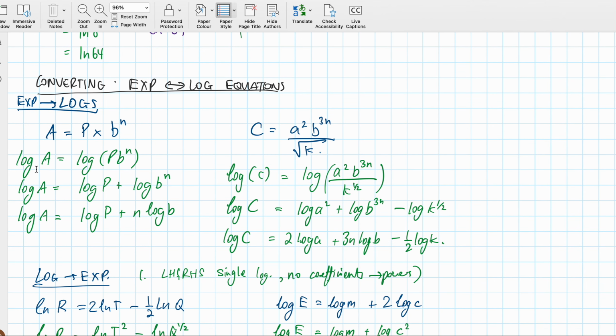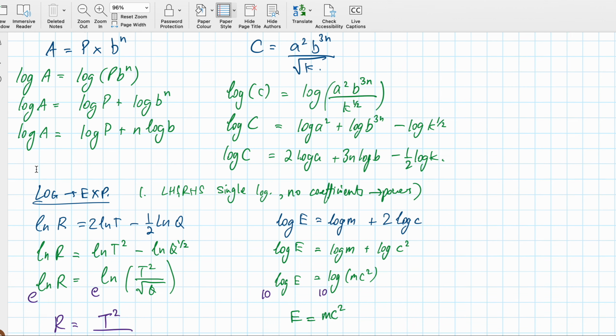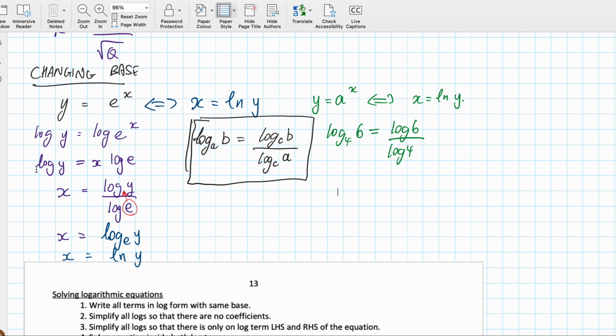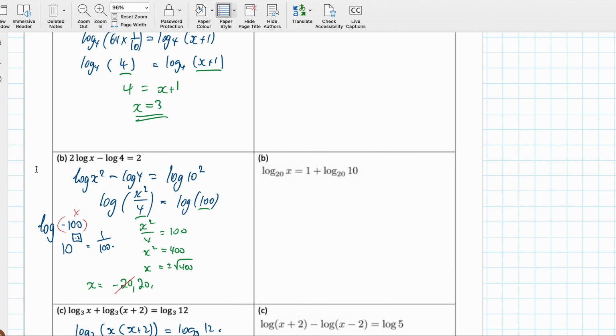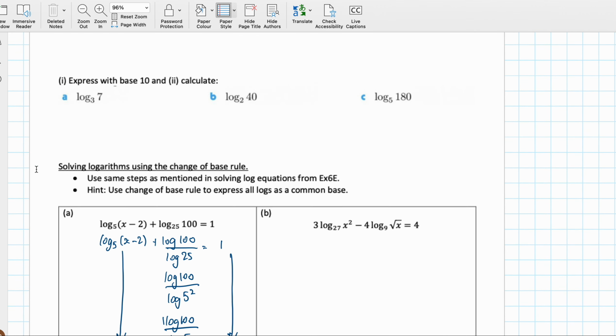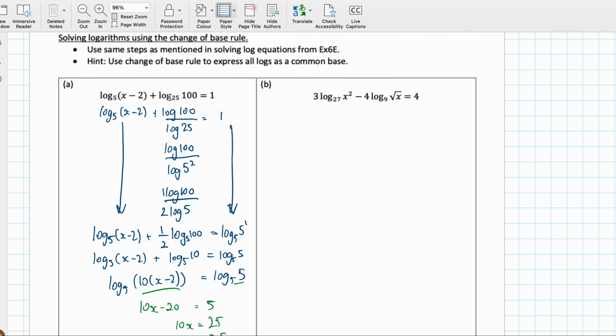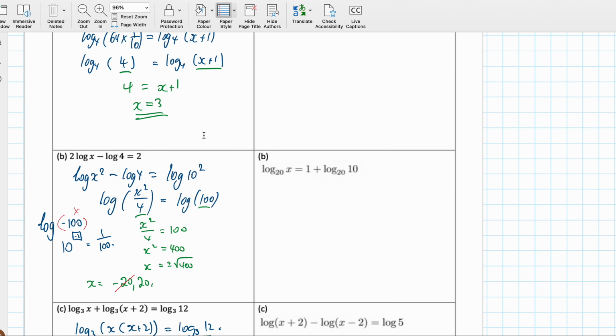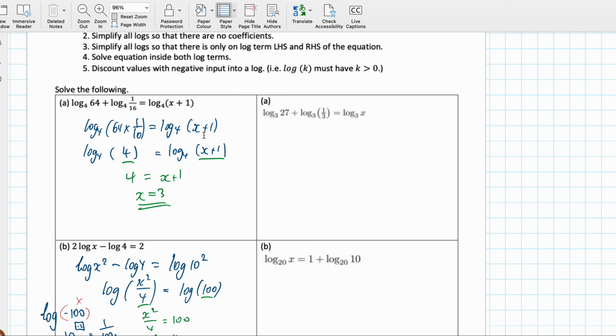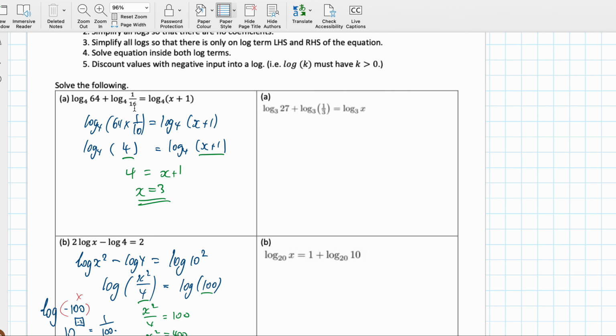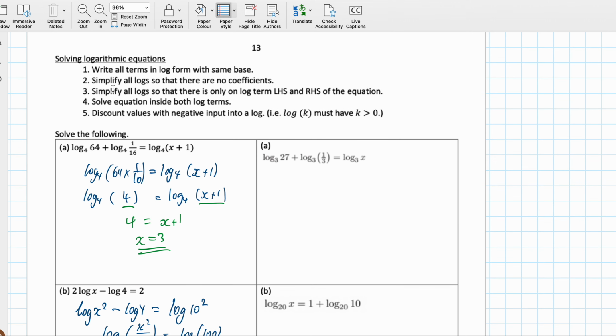We've also learnt how to convert from exponential into log and log into exponential equations. We've also looked at the changing base rule and how it can be a really useful way of converting bases so that you can solve logarithmic equations. We also looked at some logarithmic equations without changing bases and the steps involved in solving these.